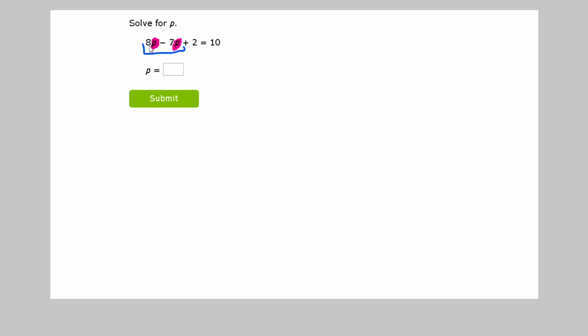Right? Because p is some number. So this is 8 times something. This is 7 times something. Right, so these are different numbers here, so we can't just add 2 with it. So this is going to give us, so we have 8p minus 7p plus 2 is equal to 10.